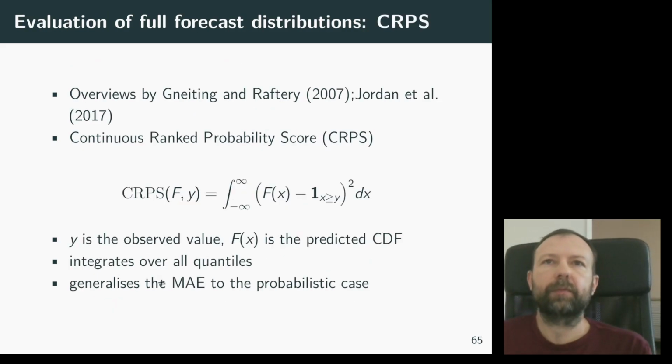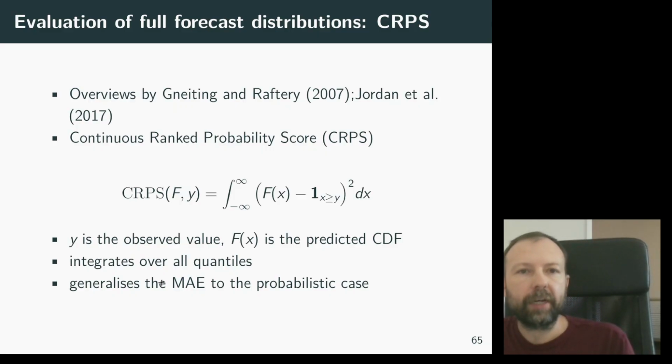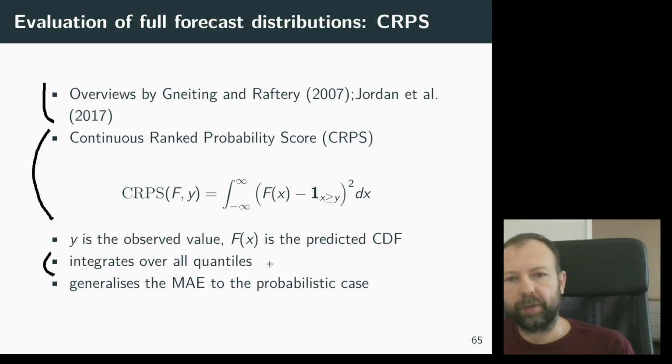Okay, so so far we have evaluated intervals, but there are measures that can evaluate full forecast distributions. I've put here some references where these things are discussed, introduced and motivated in a very good way. The most common measure in this space is the continuous ranked probability score, CRPS. The idea is that it integrates over all the quantiles, right? That's this integration here. And it's actually a generalization of the MAE to the probabilistic case.